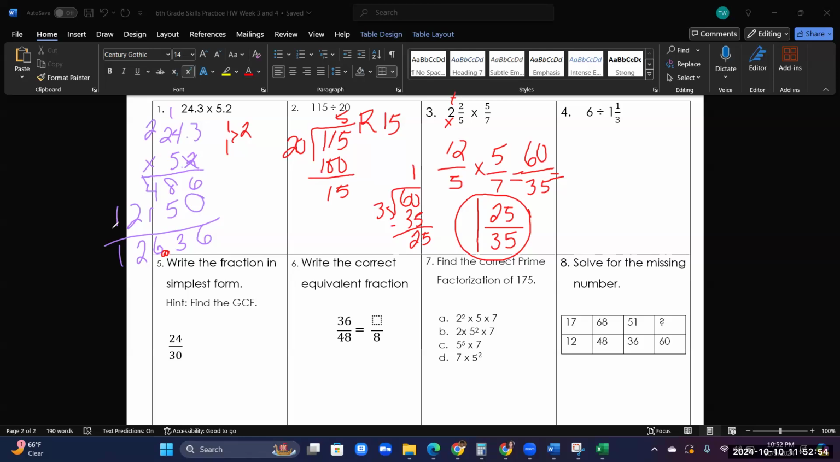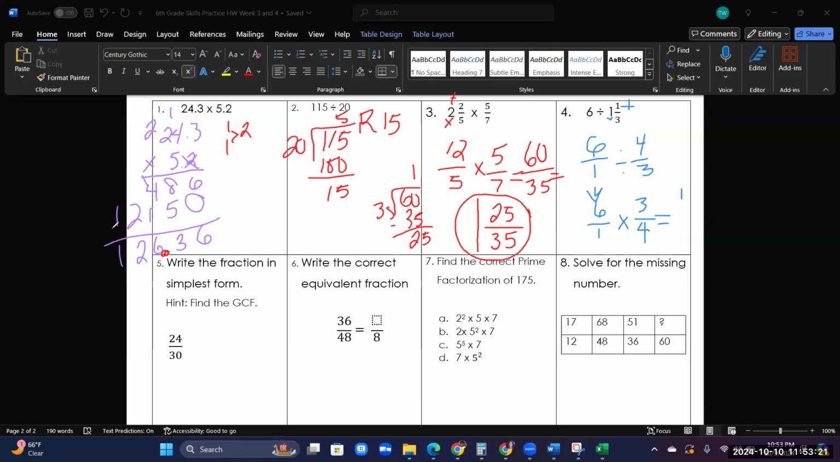All right, 6 divided by 1 1/3. 6 is a whole number, write it over 1. Change the mixed number to an improper fraction. 1 times 3 is 3, plus 1 is 4. Keep the first fraction. Chain of multiplication. Take the reciprocal of our second fraction.